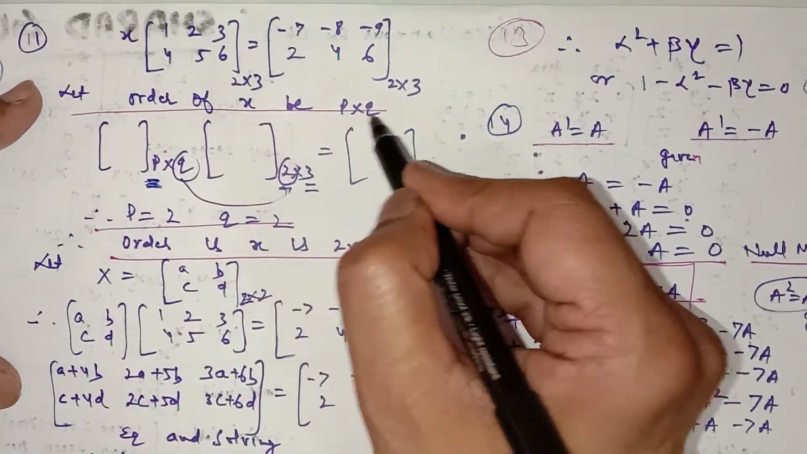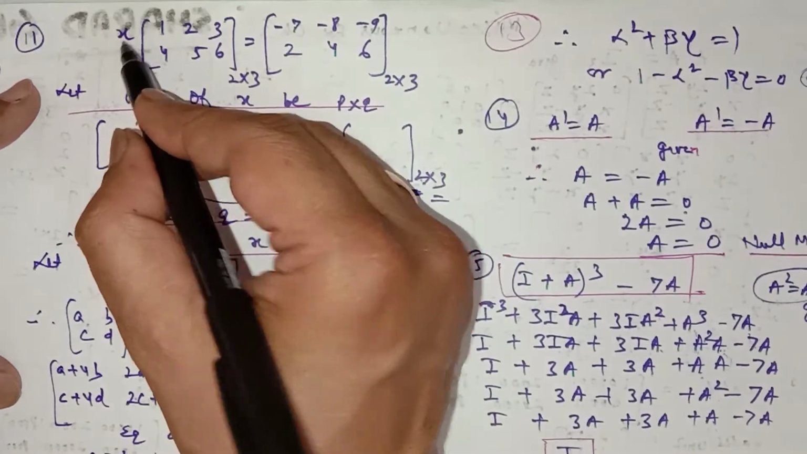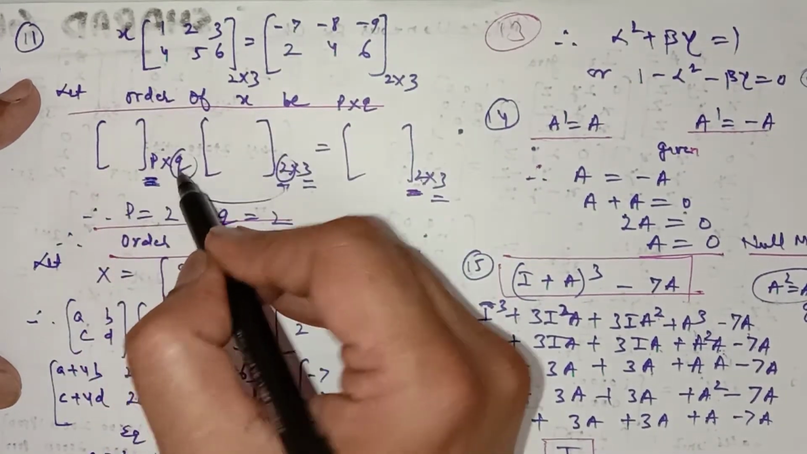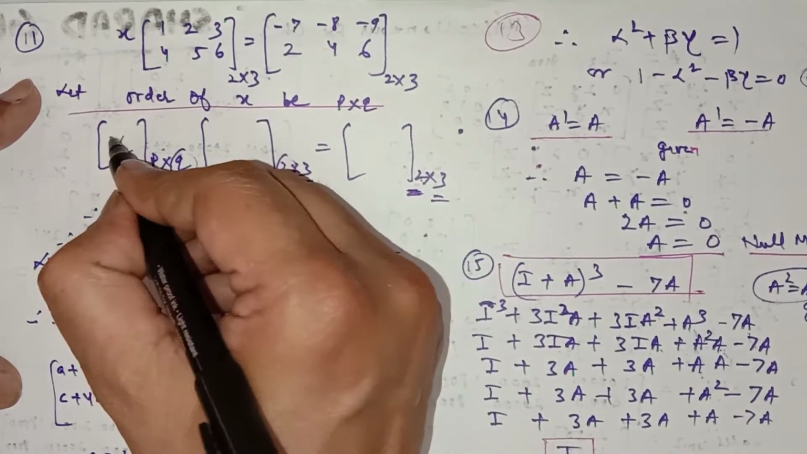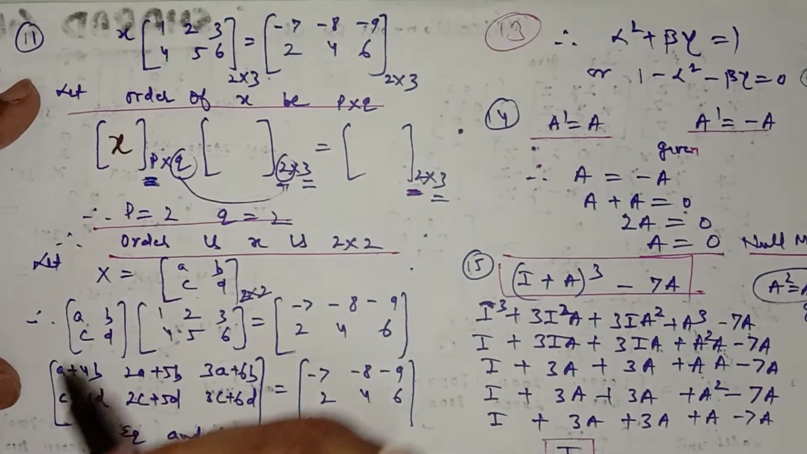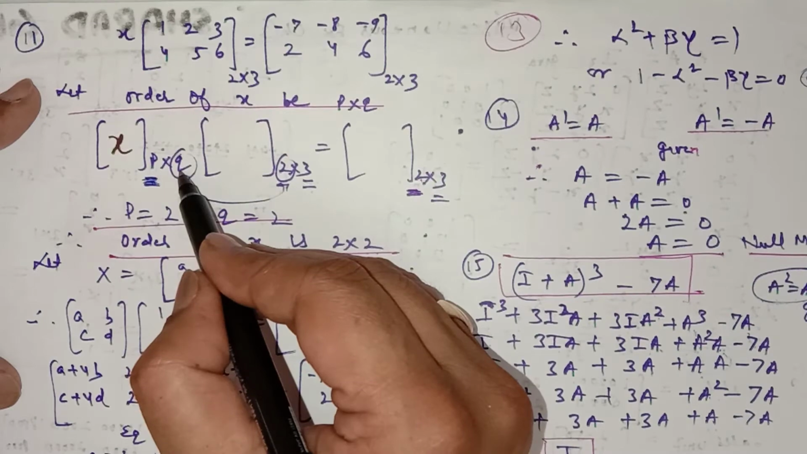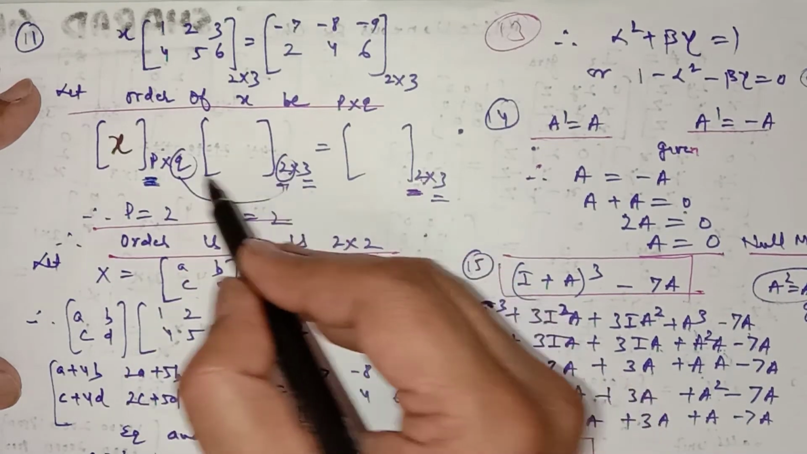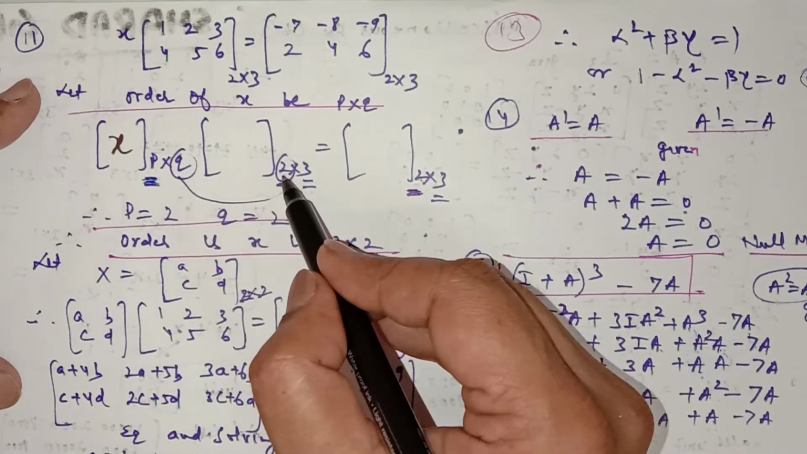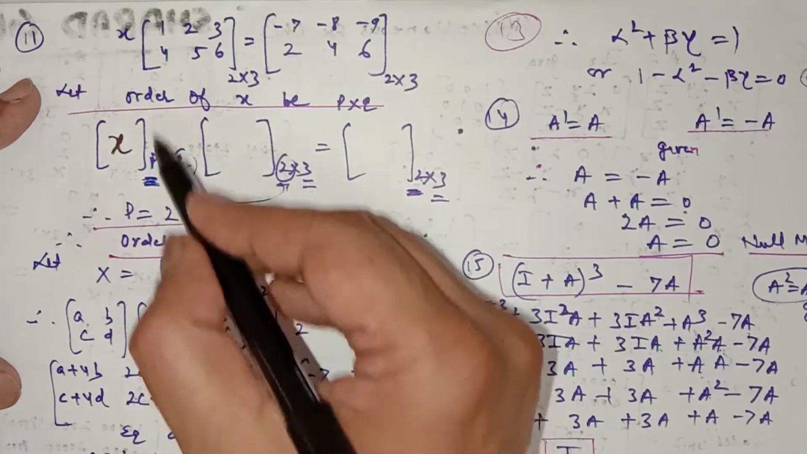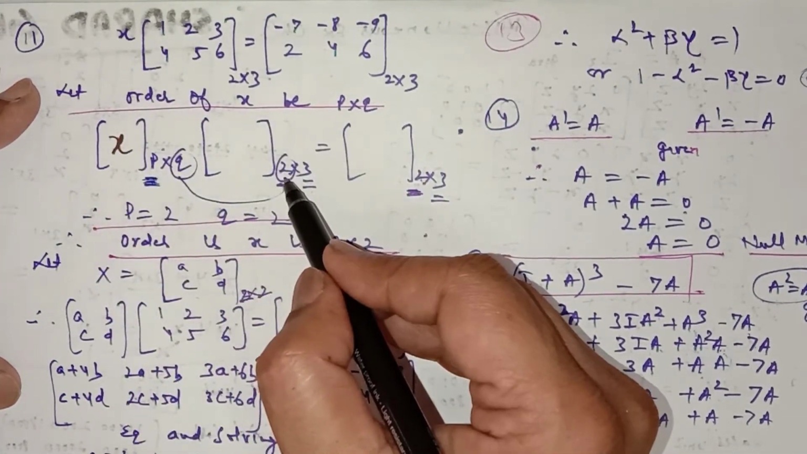Let the order be P into Q. So matrix X has order P by Q. Now when you have to multiply this matrix with this, the number of columns must be equal to the number of rows. So the value of Q will be equal to 2, since the number of columns of this matrix A is coming out to be 2.